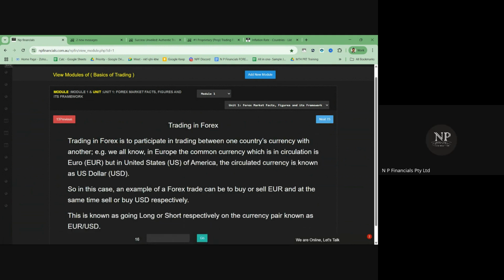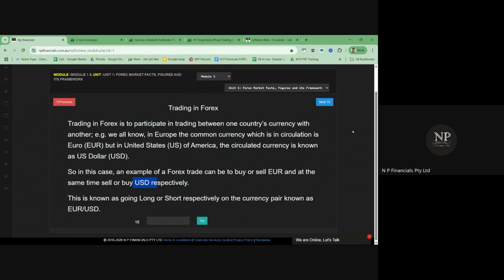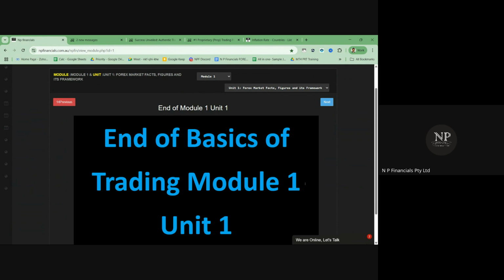Trading in forex is to participate in trading between one country's currency and another. For example, in Europe the common currency is the Euro, but in the United States it is USD. So an example of a forex trade can be to buy or sell. We only do one. Either we buy and in the background someone is selling, or when we sell, someone is buying USD. We do only one part. The broker takes the other part. This is known as going long if we are buying, or going short if we are selling, for Euro USD.